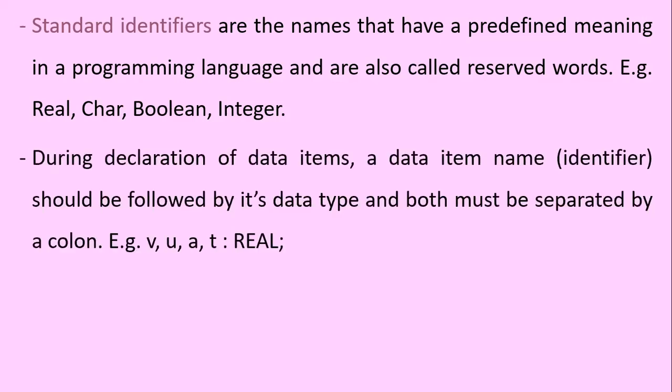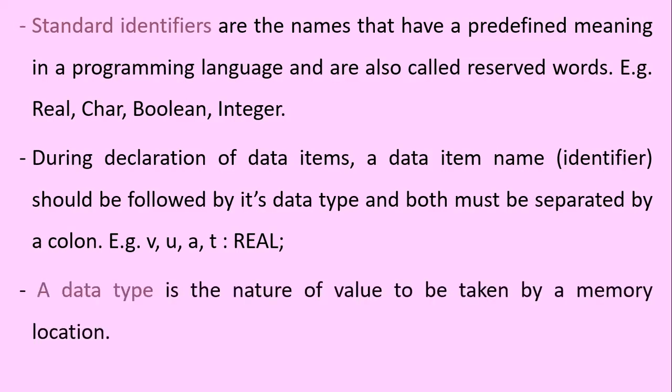During declaration of data items, a data item name, that is identifier, should be followed by its data type, and both must be separated by a colon, just as I have said. For example, v, u, a, t, then colon, real, semicolon.